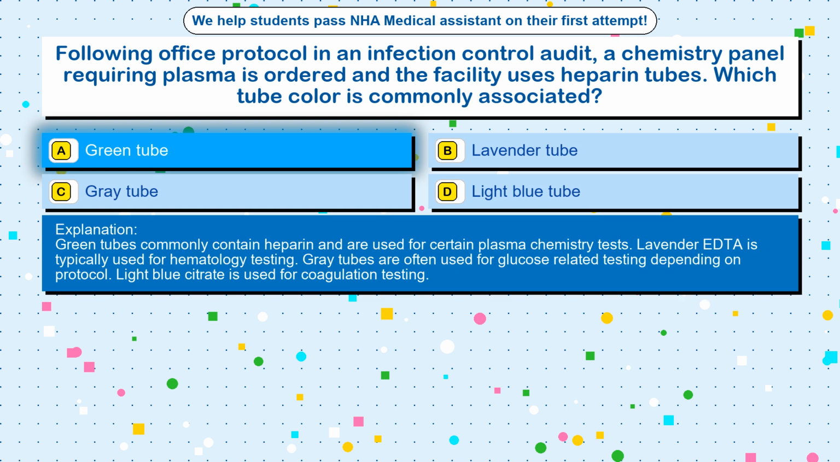Green tubes commonly contain heparin and are used for certain plasma chemistry tests. Lavender EDTA is typically used for hematology testing. Gray tubes are often used for glucose-related testing depending on protocol. Light blue citrate is used for coagulation testing.